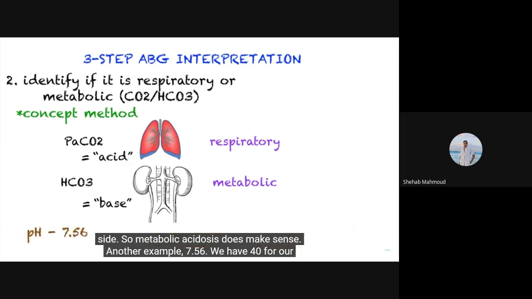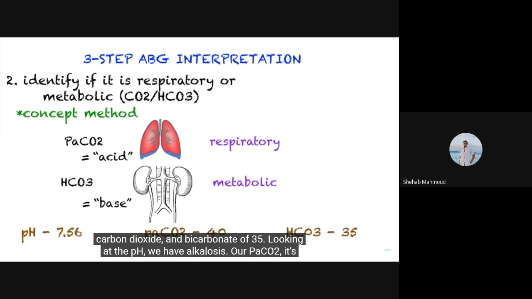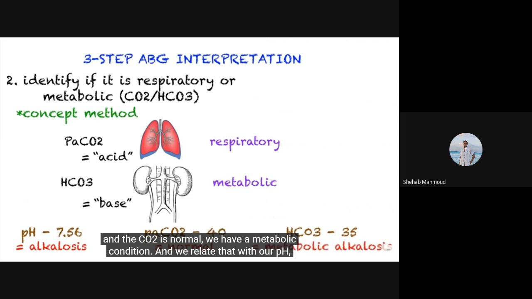Another example, pH of 7.56. We have 44 carbon dioxide and bicarbonate of 35. Looking at the pH, we have alkalosis. Our PaCO2 is normal. Our normal is 35 to 45. And our bicarbonate is 35. Since our abnormal is bicarbonate and the CO2 is normal, we have a metabolic condition, and we relate that with our pH. We have a metabolic alkalosis, and this makes sense because the more bicarbonate you have, the more basic your blood is.